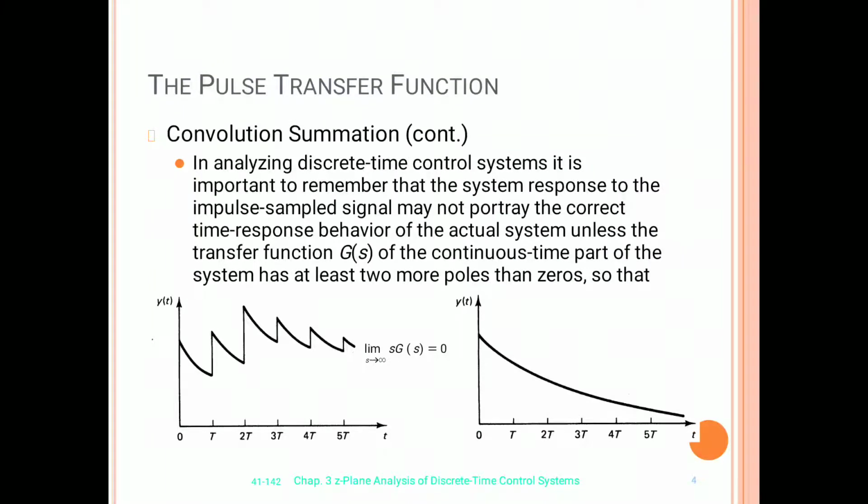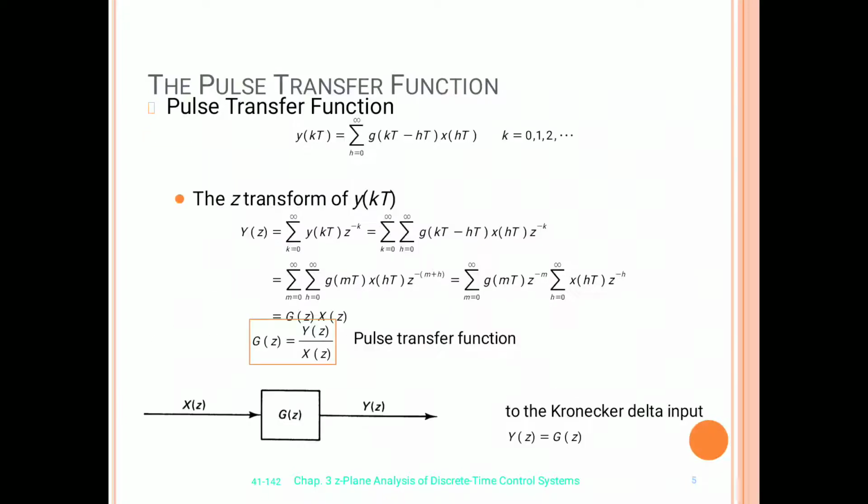In analyzing the discrete time control system, it is important to remember that the system response to the impulse sampled signal may not portray the correct time response behavior of the actual system unless the transfer function of the continuous time part of the system has at least two more poles than zeros. So the pulse transfer function is denoted by y equal to the summation from 0 to infinity of g(kT minus hT) into x(hT), for k equal to 0, 1, 2, and so on.